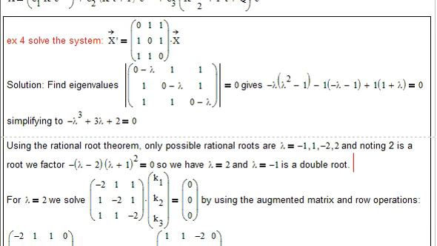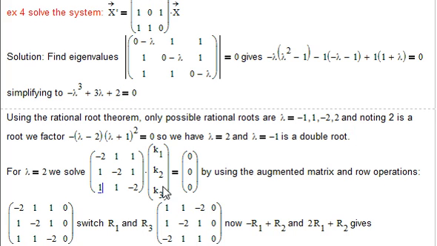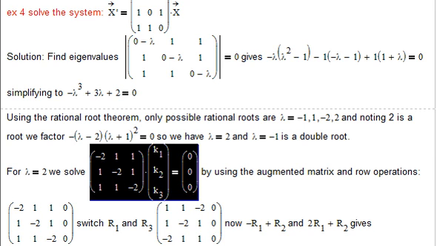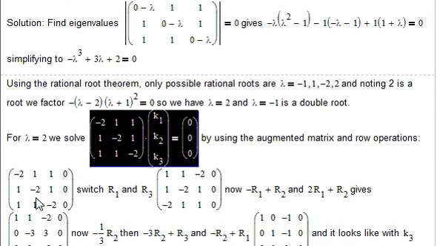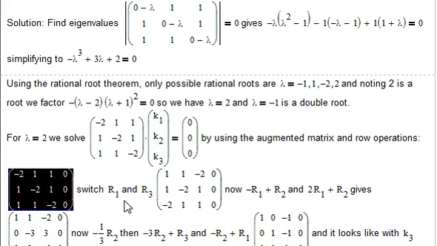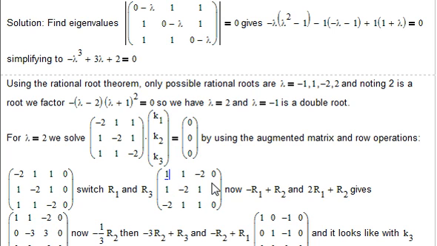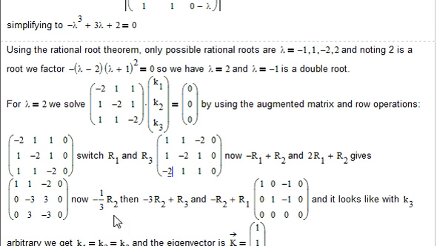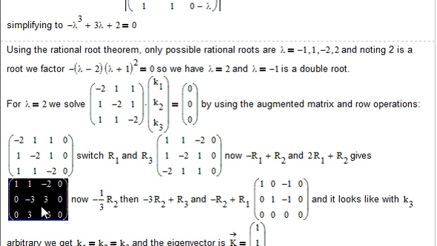First, let's do the 2. If we want to solve this equation to find an eigenvector associated with that, here's the augmented matrix. Switch rows 1 and 3, which makes it nice to have a 1 here in the upper left. Then negative row 1 added to row 2 will make a 0 here, and 2 row 1 added to row 3 will make a 0 there. And then we'll get this result. That would be our augmented matrix.